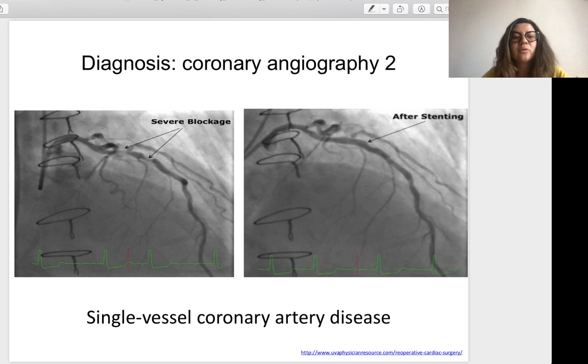Here you see single vessel coronary artery disease. On the left picture it is a severe blockage, and after stenting it is opening and normal blood flow in this artery.